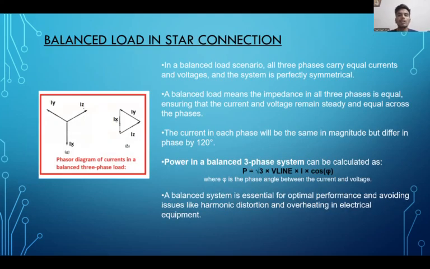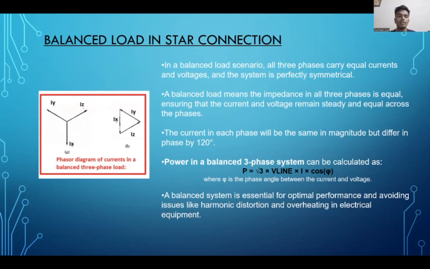Balanced load in star connection. In a balanced load scenario, all three phases carry equal currents and voltages, and the system is perfectly symmetrical. A balanced load means the impedance in all three phases is equal, i.e., the circuit may contain resistance, inductor, and capacitor. The impedance of everything should be equal, ensuring that the current and voltage remain steady and equal across the phases. The current in each phase will be the same in magnitude but differ in phase by 120 degrees.